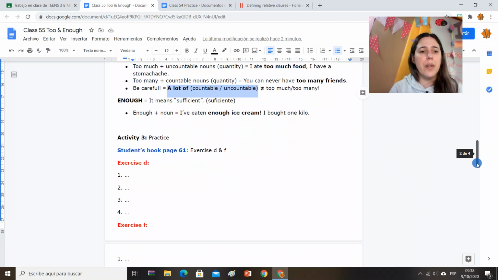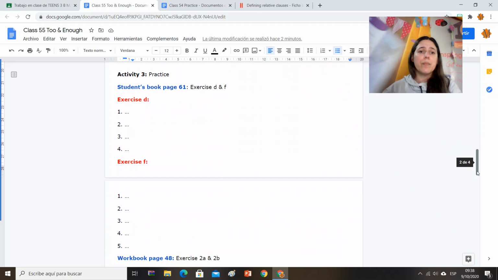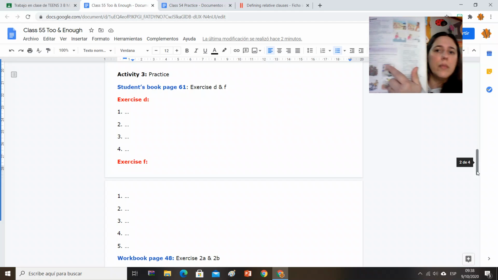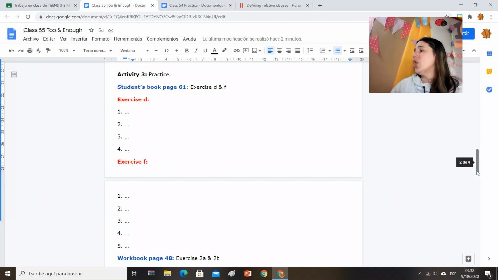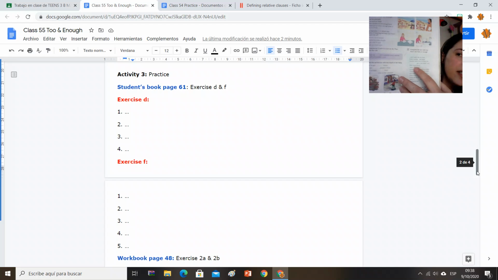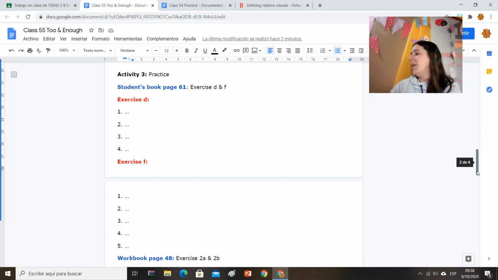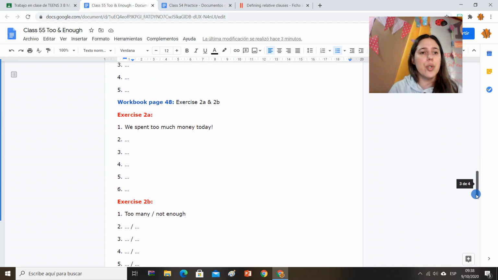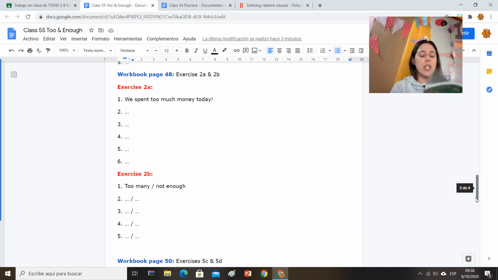So you're going to open your student's book on page 61. 61. And you're going to do activity D. You're going to complete with too much or too many. Ahí nos vamos a fijar si es countable or not. And here on this activity F, you're going to complete with too much, too many, or enough. ¿Ok? ¿Quiero decir demasiado o quiero decir suficiente? Si quiero decir demasiado, ¿contable o incontable?